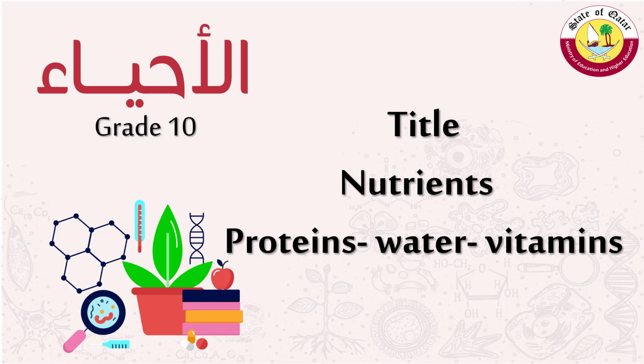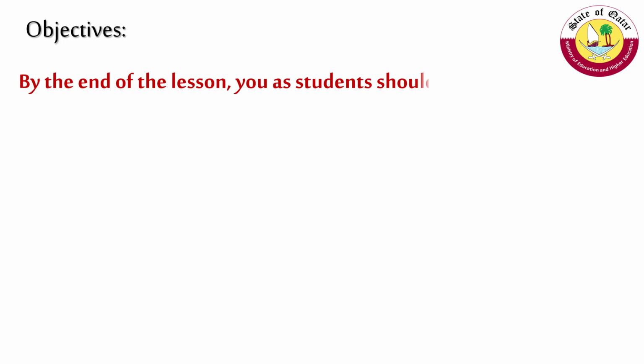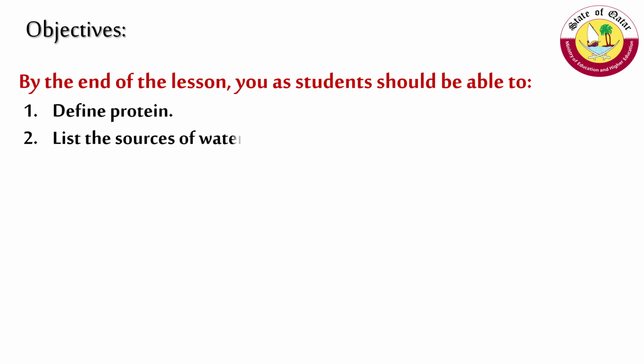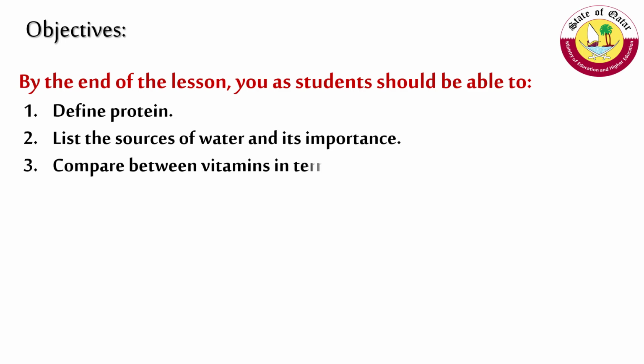Our lesson today is about nutrients, proteins, water, and vitamins. Let's first start by our objectives for today. By the end of the lesson, you as students should be able to first, define protein. Second, list the sources of water and its importance. Third, compare between vitamins in terms of solubility in water and lipids.